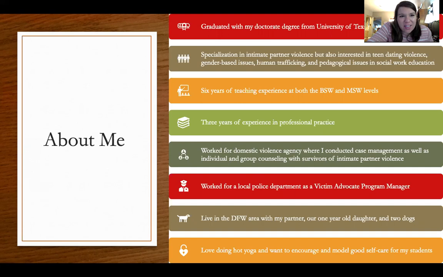I live in the DFW area with my partner, our 1-year-old daughter, and 2 dogs. I love to do in my spare time hot yoga, photography, and I really want to encourage and model good self-care for my students. And so that's something that we're going to be talking about throughout the semester as well.